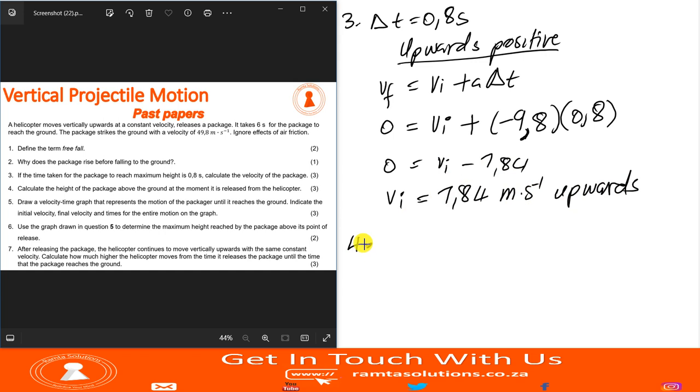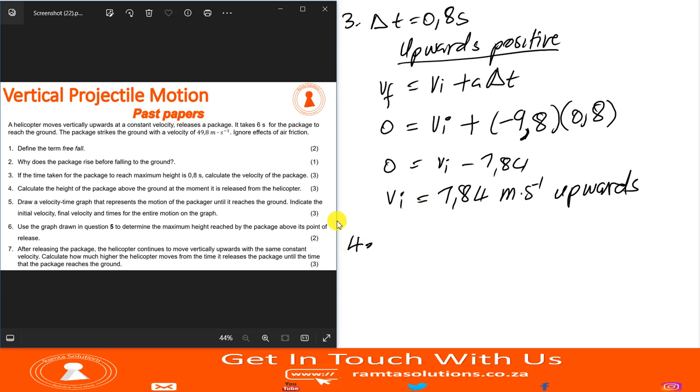Number 4 says, draw a velocity-time graph that represents the motion of the package until it reaches the ground. Indicate the initial velocity, final velocity, and times for the entire motion. Oh, I like this question. Okay, so let's not waste any time and see what we do. Oh, I didn't read the right question. Number 4.